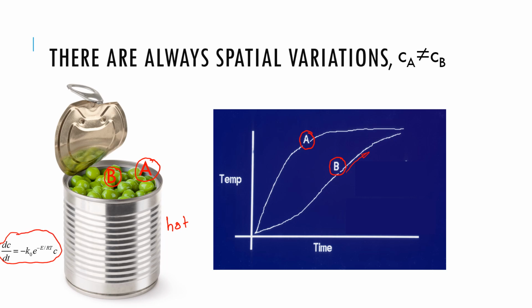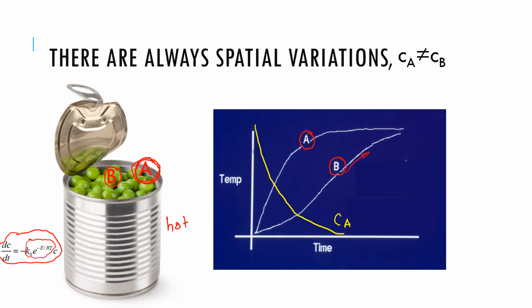So the first order reaction, you notice that the rate kinetics, the rate of reaction, is temperature dependent. So the higher the temperature, the faster the destruction. So at location A, there's going to be more destruction. So if I plot the concentration of, let's say, vitamin C at A, it can look something like this. So this is concentration at A.